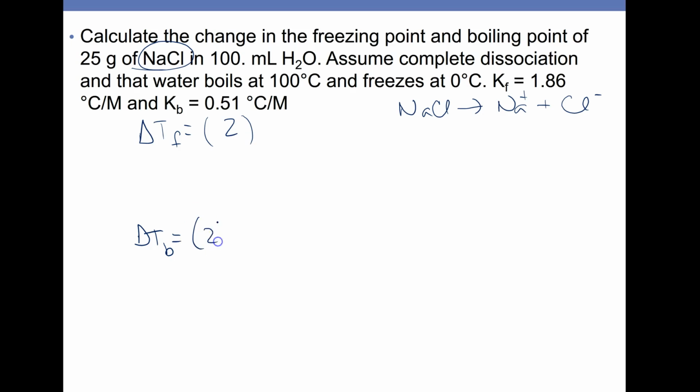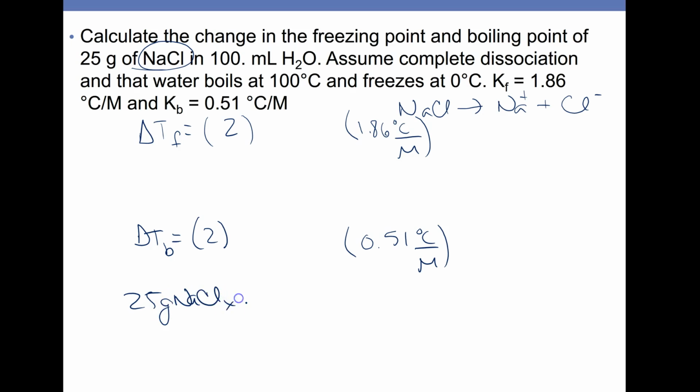Okay, for both. The constant for freezing is 1.86 degrees Celsius over molarity. The constant for boiling is 0.51 degrees Celsius over molarity. So what I need now is I need the molarity. Well, if I have 25 grams of NaCl, just like we've been doing earlier, you want to change from grams to moles.